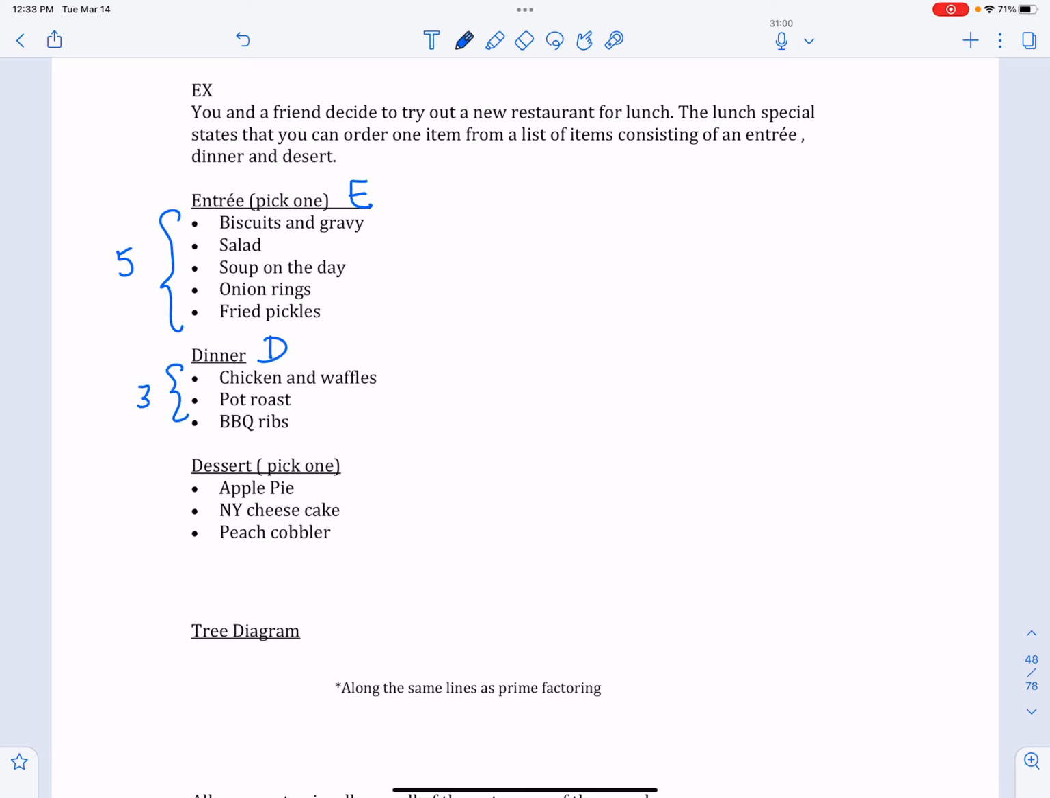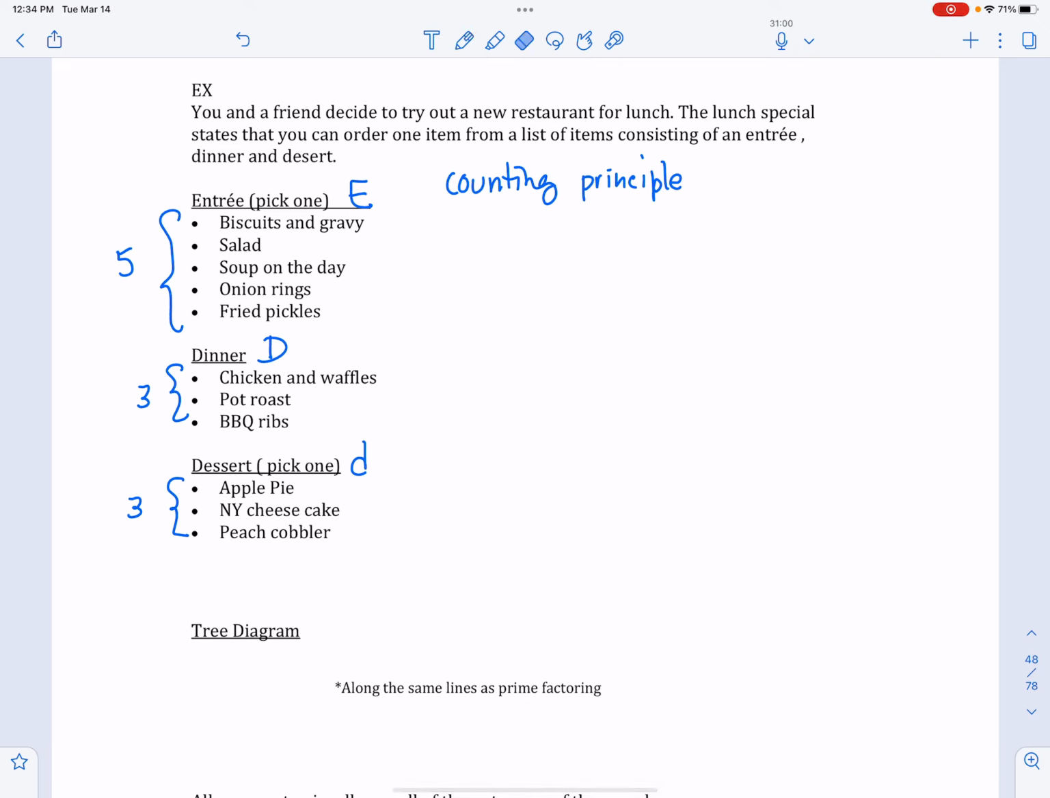And then finally for dessert, you get to pick one of those. And your choices are apple pie, New York cheesecake, or peach cobbler. So there are 3 options for your dessert. So let me make that a little D. To figure out how many different items we have to choose from, you can use the counting principle. So the counting principle basically tells me how many different ways I can order.